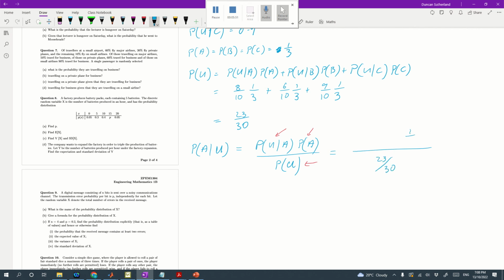Probability of A was 1/3, and that was 8/10. So we've got 8/30 times 30/23. So we've got 8/23 is the probability that we're after.